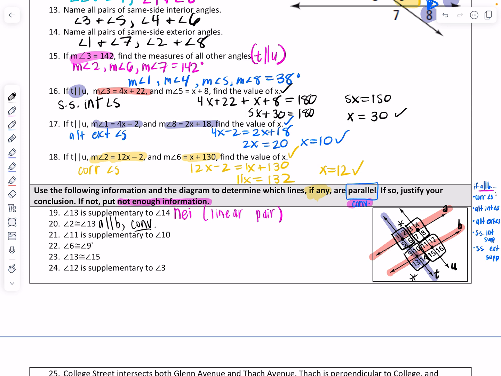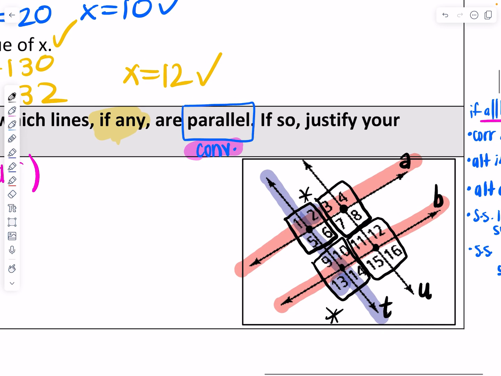Those are alternate exterior. So the converse of the alternate exterior angles theorem, which says that if a single set of alternate exterior angles are congruent, then boom, we know that the lines are parallel.